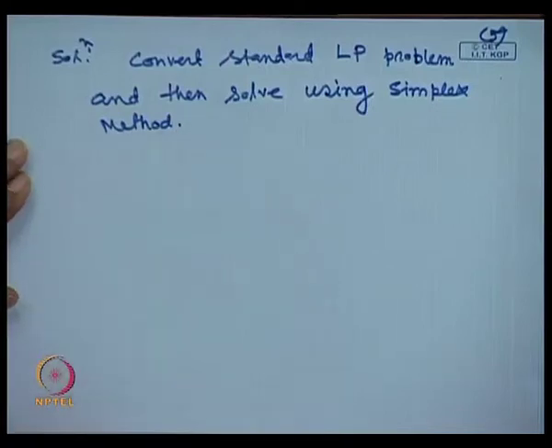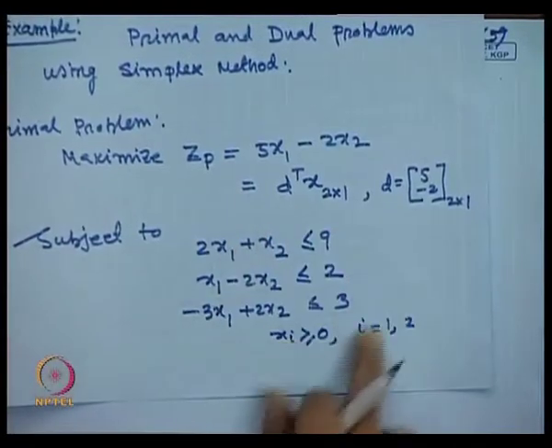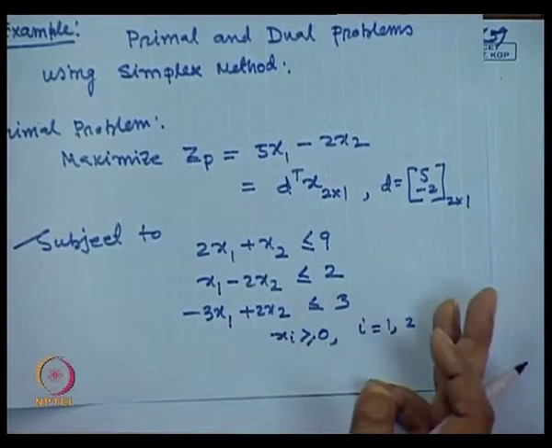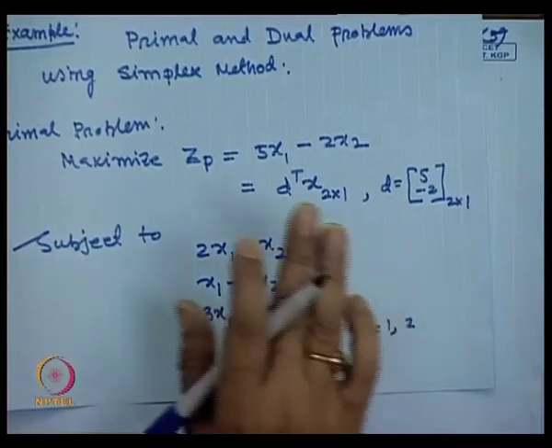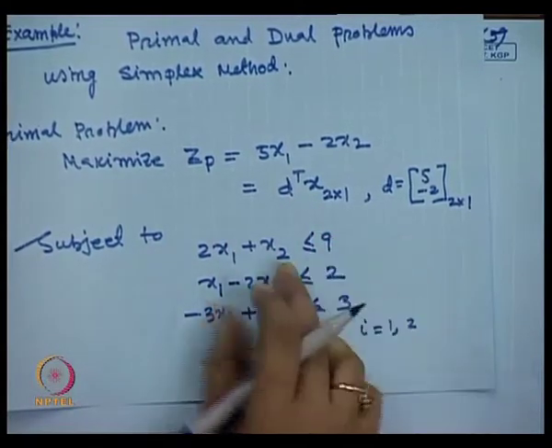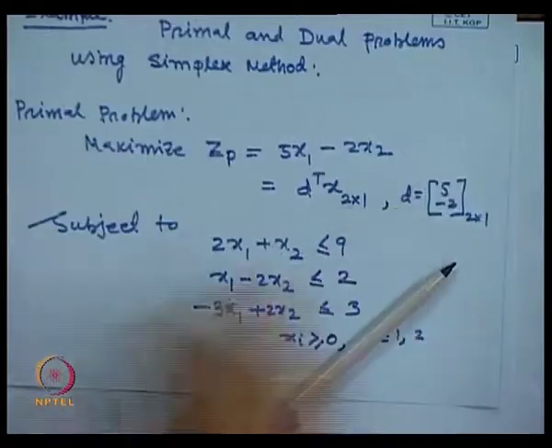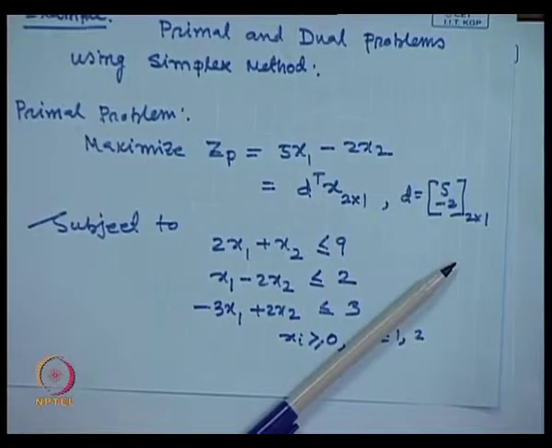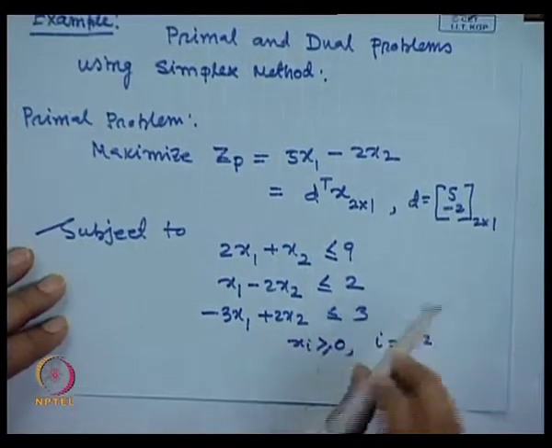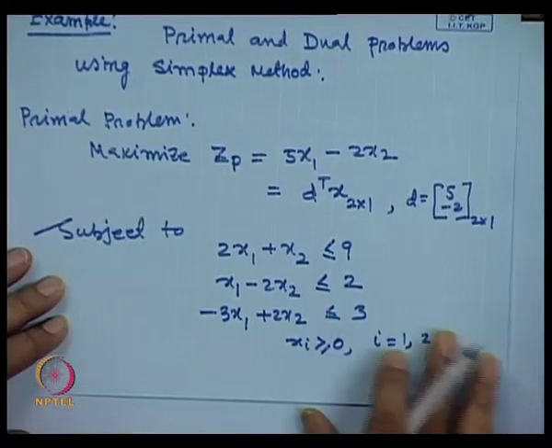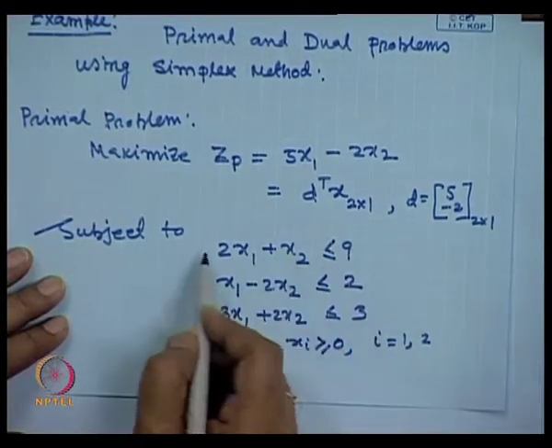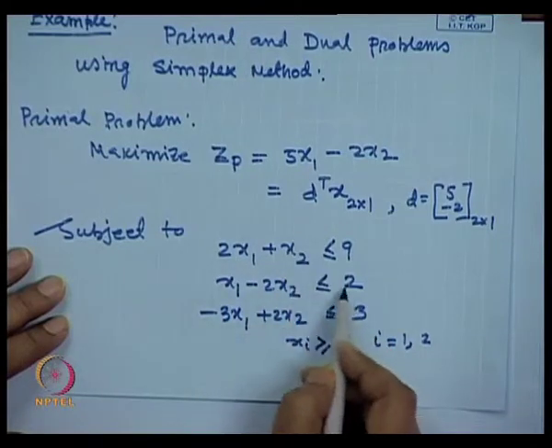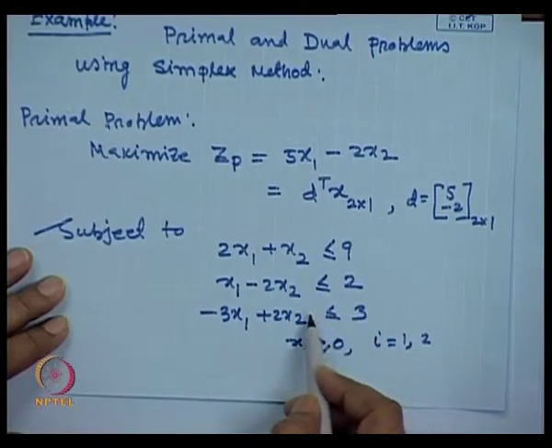So, I will just tell you how to convert to the standard LP. What is the standard LP? You have to convert the inequalities to an equal to sign, and not only that, the right hand side of the equation must be positive. This one is already positive. So, we have to introduce one slack variable in each of these equations.